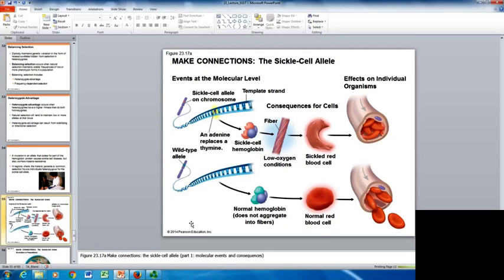So when you look at events at the molecular level, in the sickle cell allele on the chromosome here, an adenine replaces a thymine, and you end up with a sickle cell hemoglobin. Under low oxygen conditions, it will become a sickled red blood cell that is not going to fit through the blood vessels very well, and that's what's going to cause symptoms and disease in the individual. Here, when you have the normal wild type allele, you have normal hemoglobin, normal shaped red blood cells that are going to fit through. These are also easier for malaria to attack. The sickled cells are more resistant to malaria.